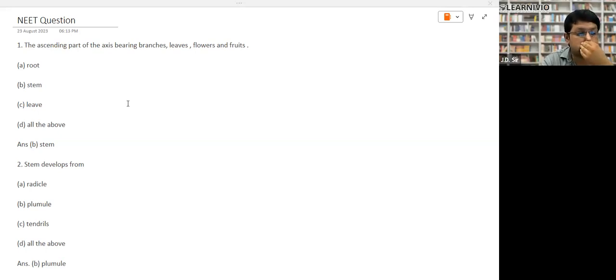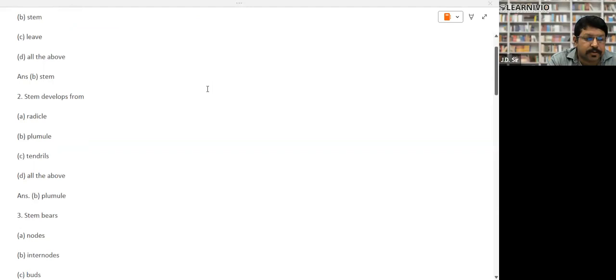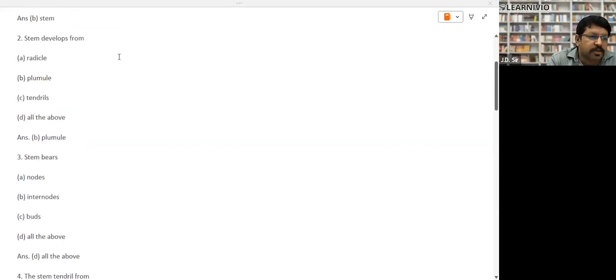This is a stem. Stem bears branches, leaf, flower, and fruit. It's a very simple question. Next, stem develops from which of these: radicle, plumule, tendril? This is an important question.